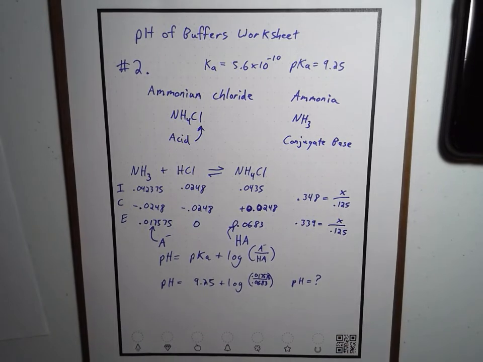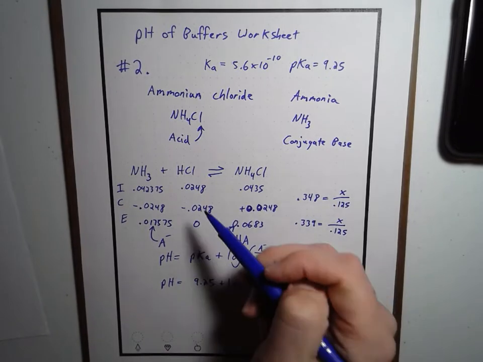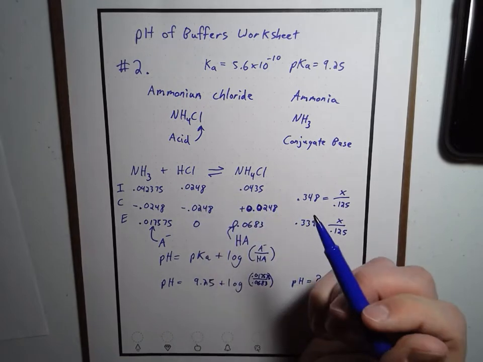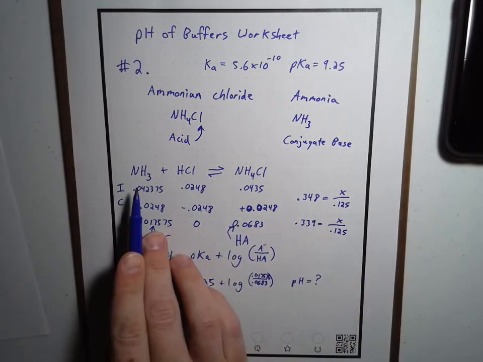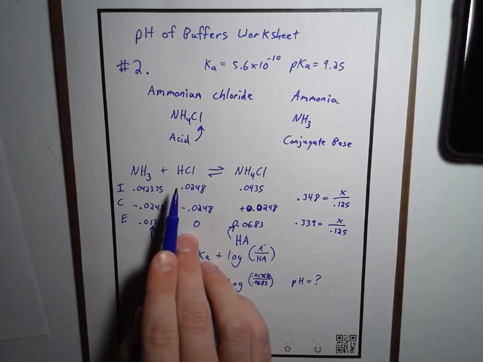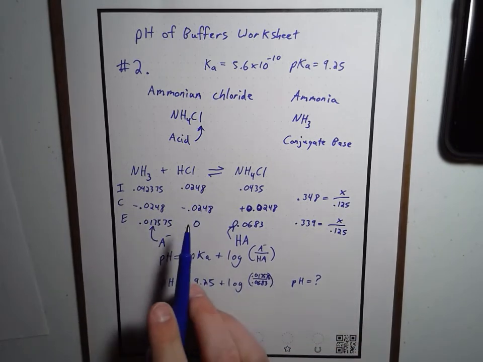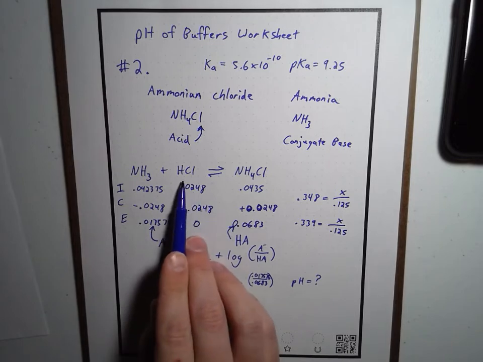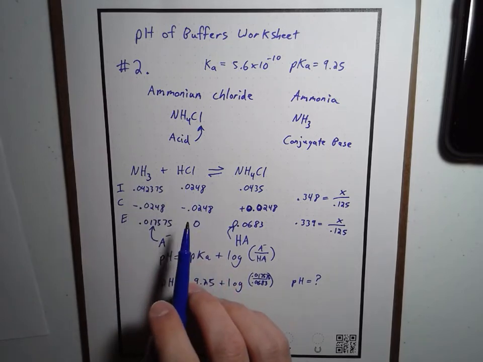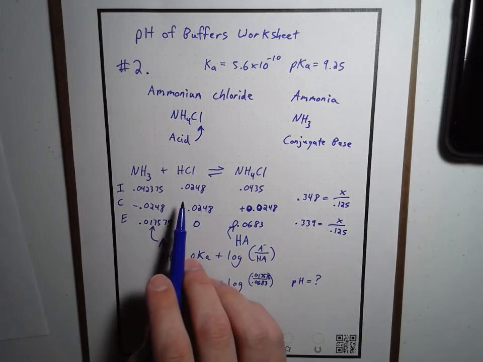They tell us that they're going to add 0.0248 moles of acid to this buffer. So the conjugate base is going to have to react with the acid to neutralize it to help prevent any major pH changes. Basically, if an acid is added, you need to react it with the conjugate base. If they happen to add a base, you need to react it with the acid.